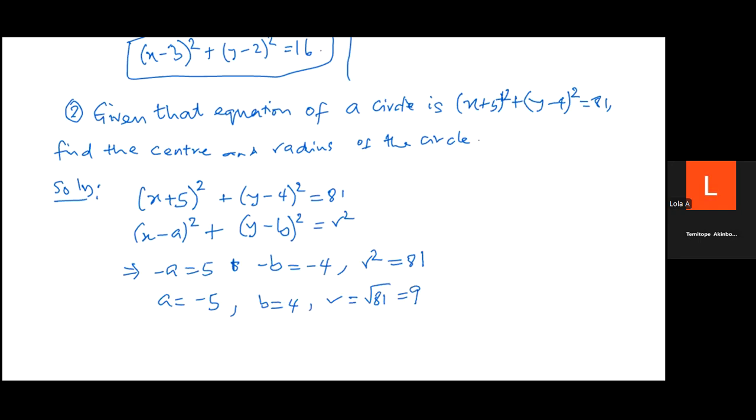Hence, the center is minus 5, 4, and the radius is 9. So you have answered that question. Am I communicating? Yes, sir. Okay.